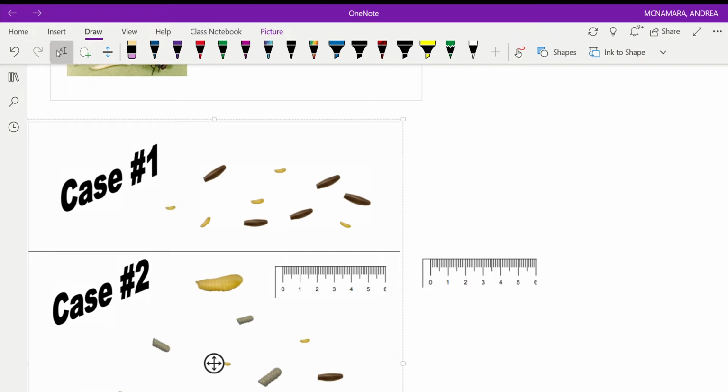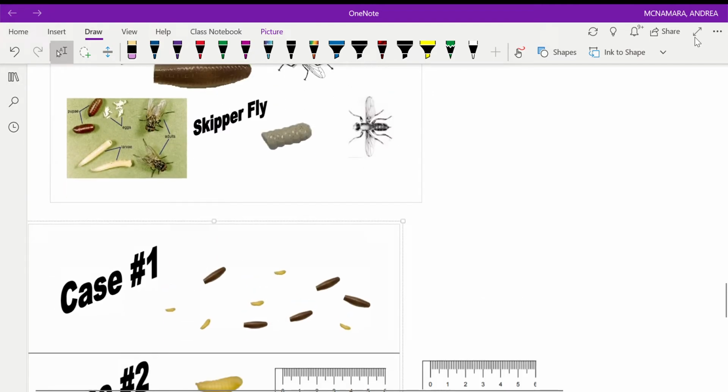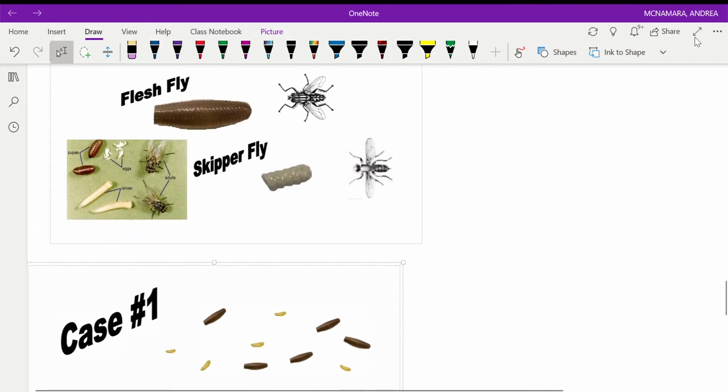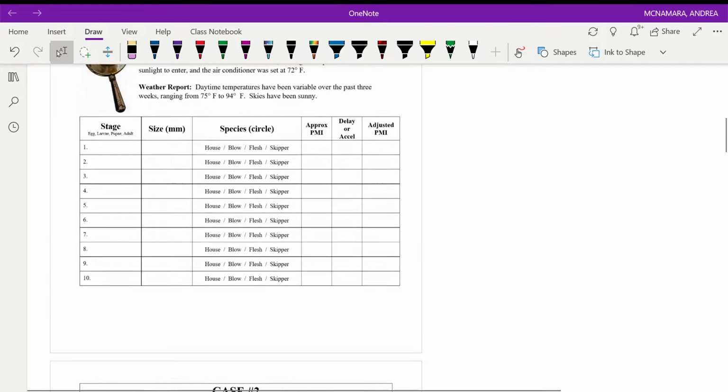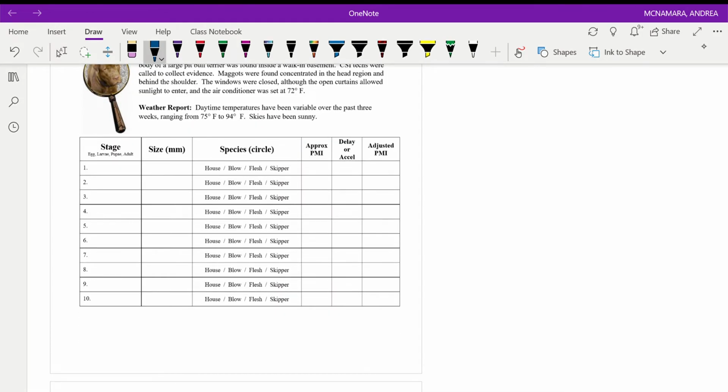So let's say you've measured a larva. Now you're going to come back up here and identify it. Let's say we identified one of these yellow little larvae, which looks like the housefly. So let me come back up to my data table. Case 1. I found that it was in the larva stage, and that it was 6 millimeters. I just saw that it was a housefly. Now you're going to use the table that I provide to determine the approximate postmortem interval, and then you're going to have to see if you need to adjust it one way or the other.